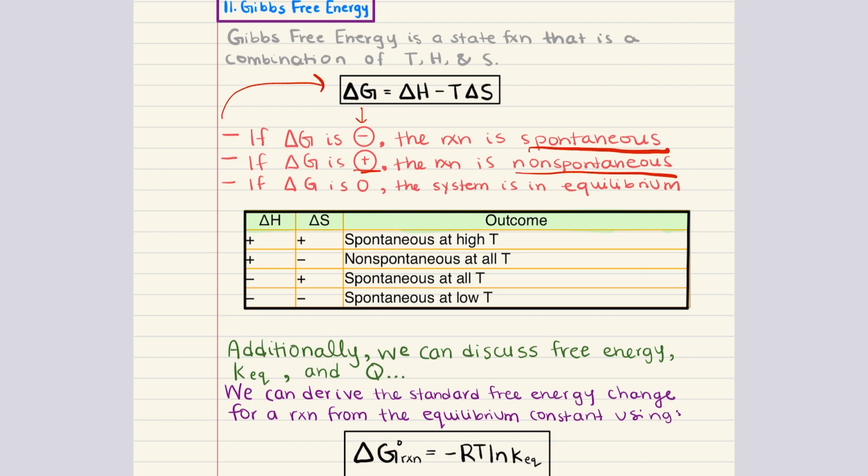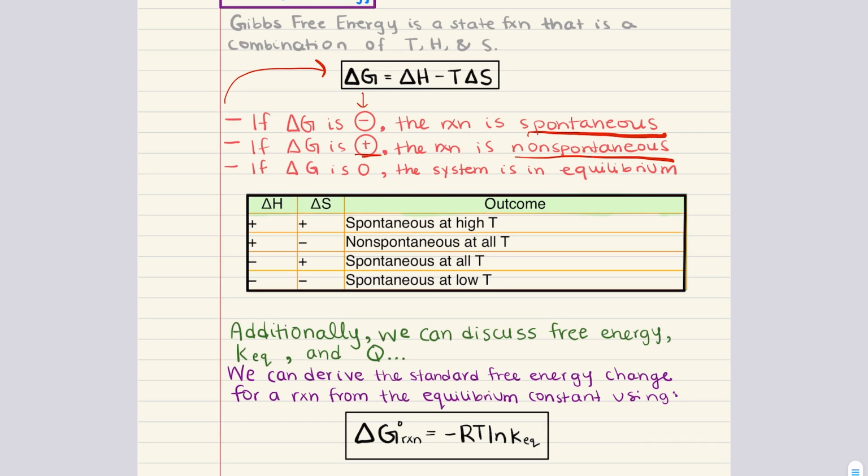In photosynthesis, light energy is absorbed and used to convert carbon dioxide and water into glucose and oxygen. The product, glucose, has more energy than the reactants, carbon dioxide and water, because it took in light energy during the reaction. Now, what you see here is a table that shows the effects of the signs of delta H and delta S on the spontaneity of a process.